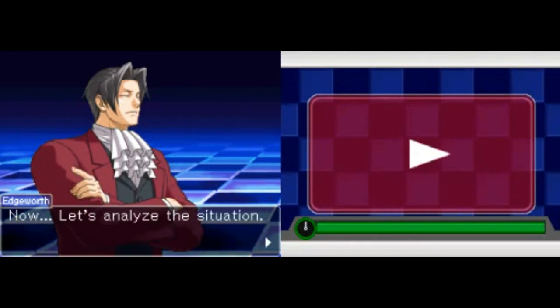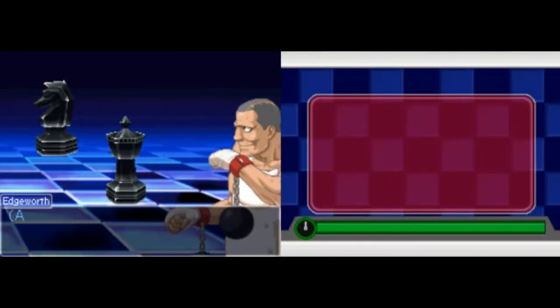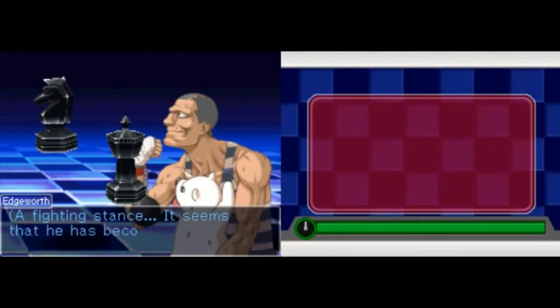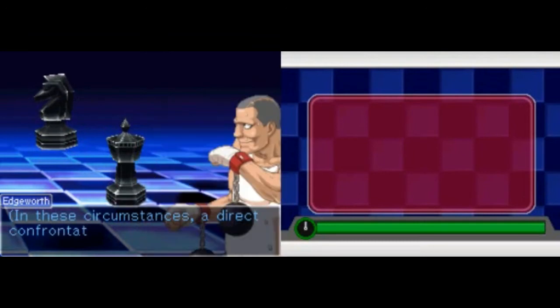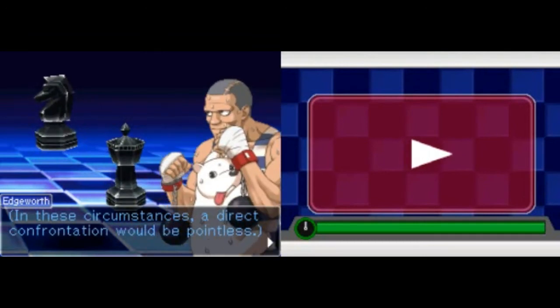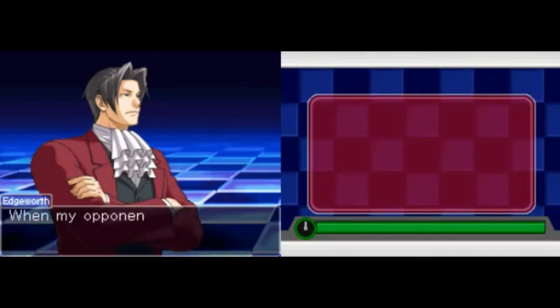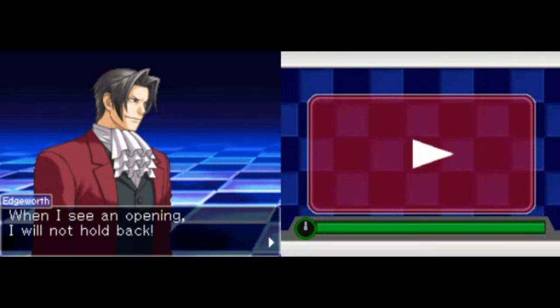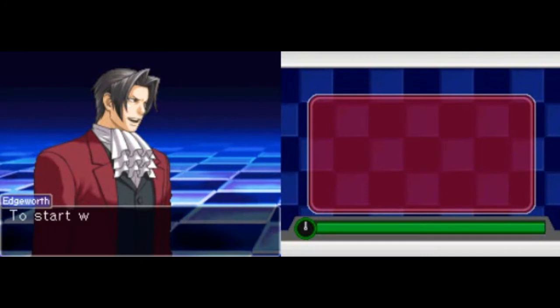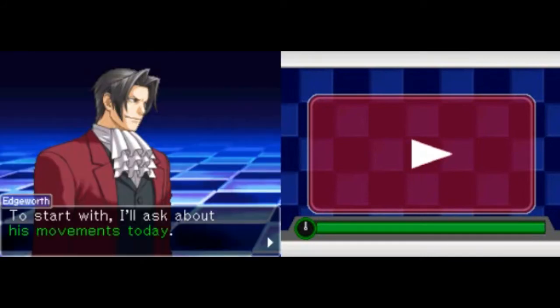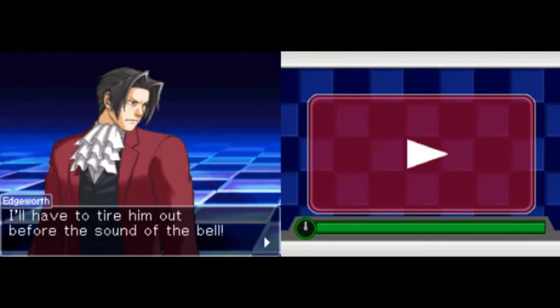Now, let's analyze the situation. A fighting stance. It seems that he has become agitated. In these circumstances, a direct confrontation would be pointless. When my opponent becomes agitated, I should calmly wait and see. When I see an opening, I would not hold back. Now, let's question him about his knowledge of the incident. To start with, I'll ask him about his movements today. I'll have to tire him out before the sound of the bell.